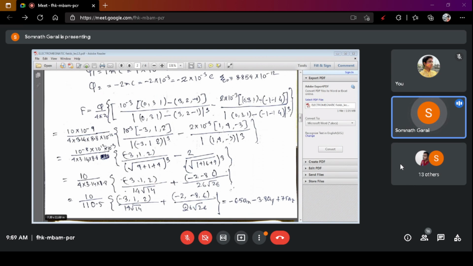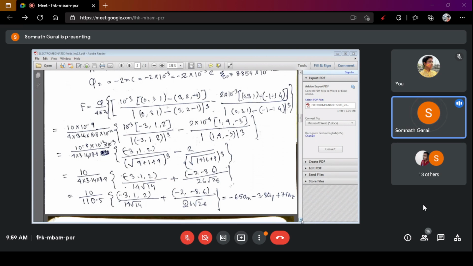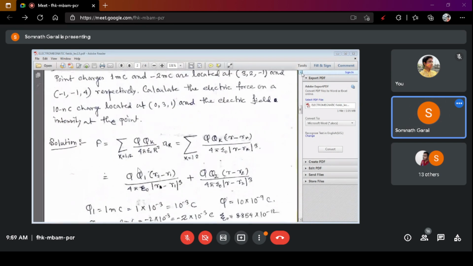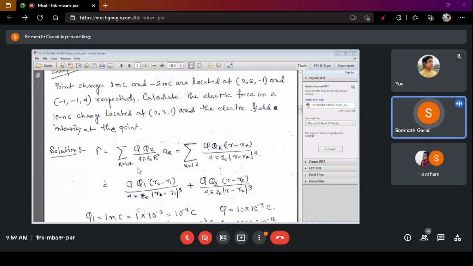Now after calculating this, the force F represents in vector form. The force in vector form is approximately minus 6.5 AX minus 3.8 AY plus 7.5 AZ. That is the value of the force between Q1 and Q2 with respect to this 10 nanocoulomb charge.